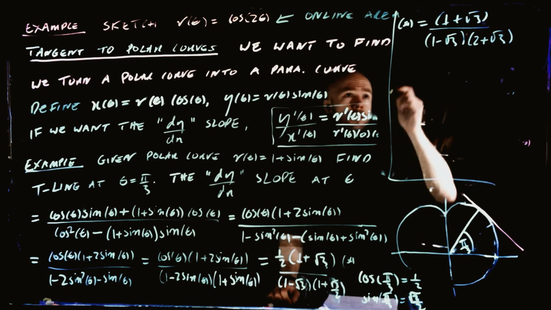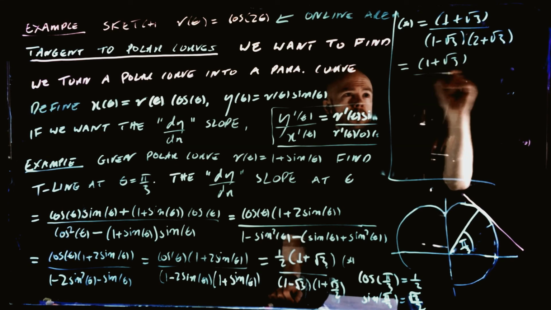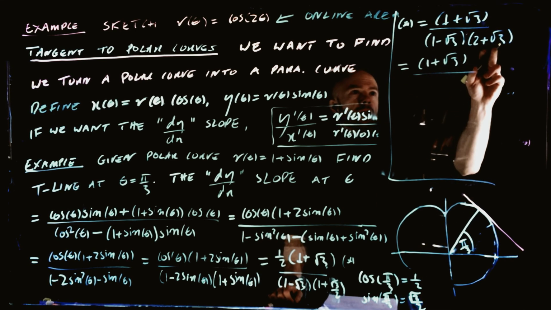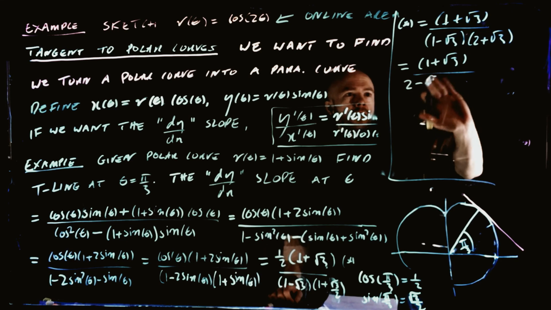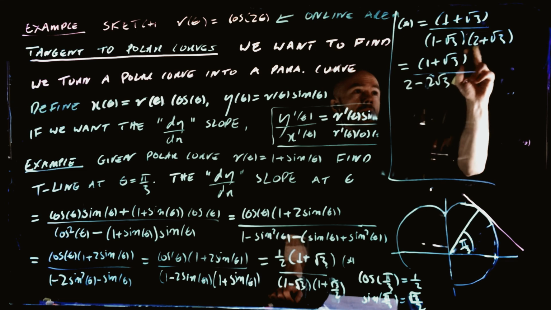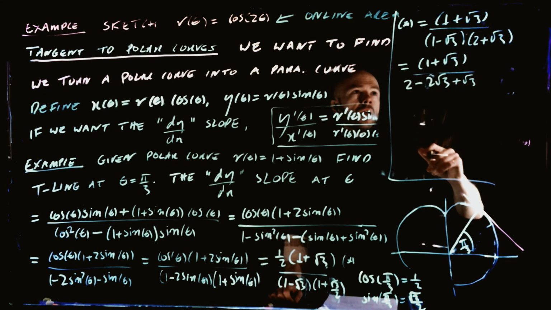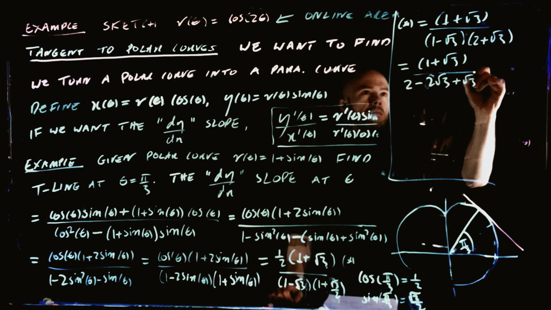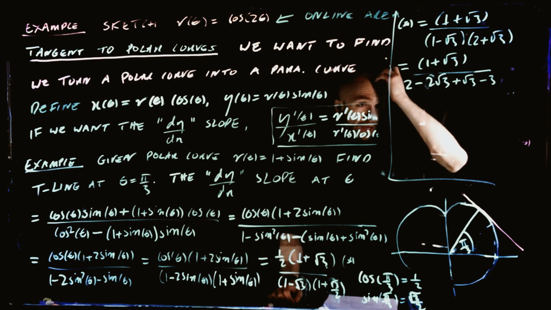And then we multiply out the bottom. So this is quite a long story here, but let's keep going. So we multiply the bottom. We are going to have a 2. We're going to have a minus root 2 root 3. We are going to have a positive root 3. And we are just going to have a minus 3 at the bottom here, right? Multiplying the bottom out. And then we have some nice simplifications.